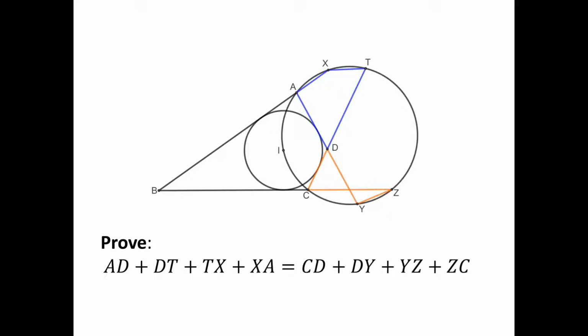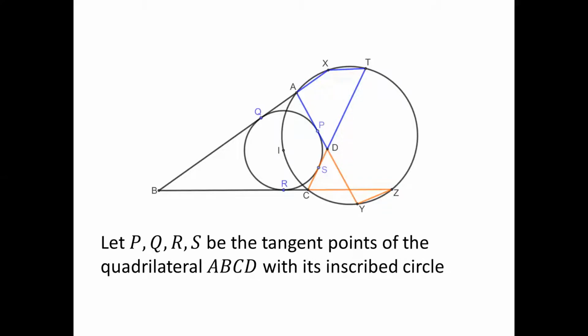The segments on the left-hand side of the equation are colored blue, and the right-hand side are all in orange. I'm going to do some manipulations of the equation, but I will follow this color convention. We label the tangent points of the quadrilateral ABCD with its inscribed circle as P, Q, R, and S. This will be our starting point.